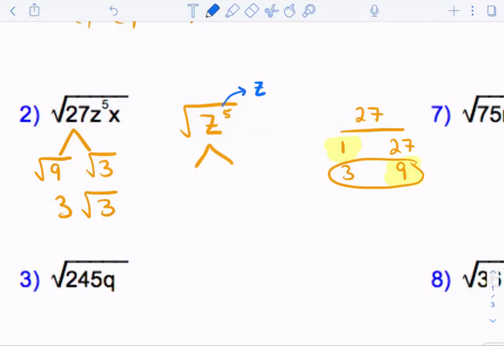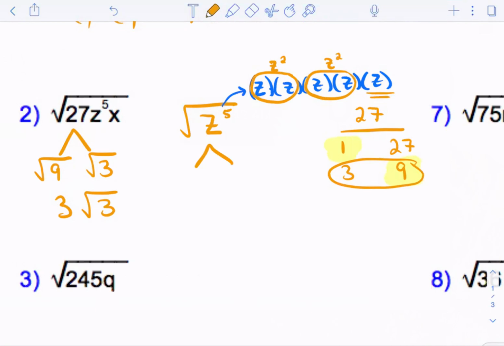Z to the 5th means z 5 times. So your question is, how many pairs, how many perfect squares do you have here? So I have z times z, that's 1. And here's another z times z, that's 2. And then I'm left with 1 left over.